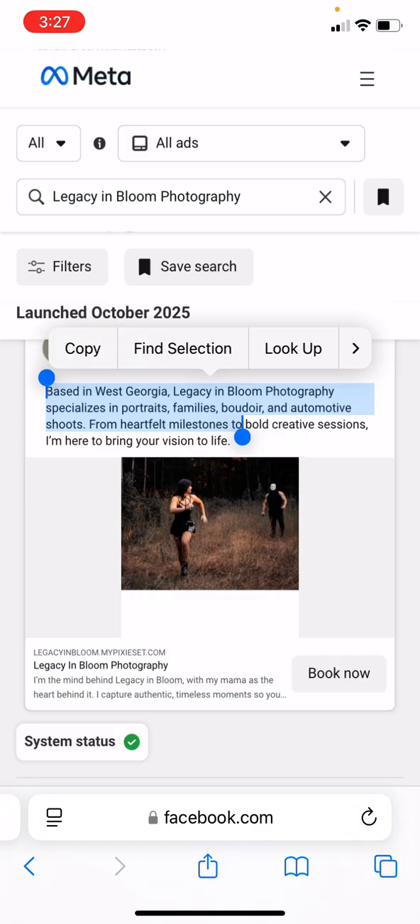Specializing in portrait families, we do automotive shoots. Heartfelt milestones. Hmm, I'm trying to think if someone would actually say heartfelt milestones. Maybe they would say, I want to preserve my heartfelt milestones or something. So now we're missing the positive here.